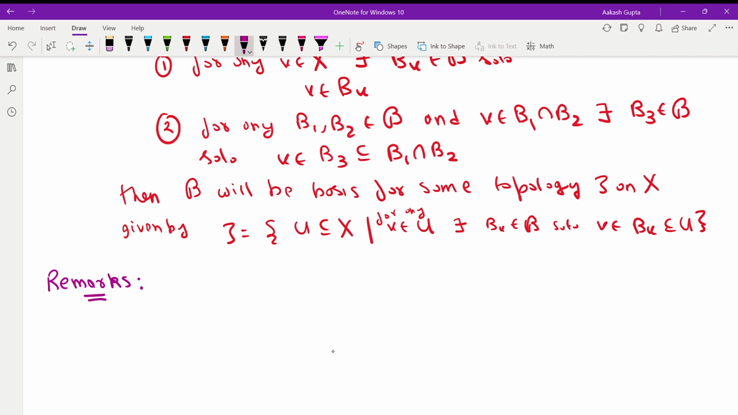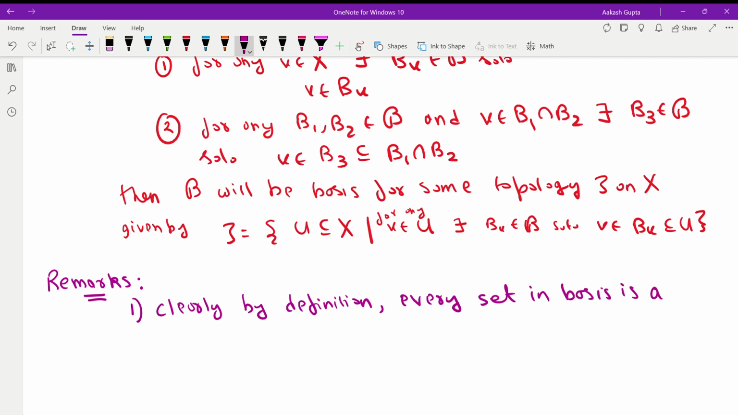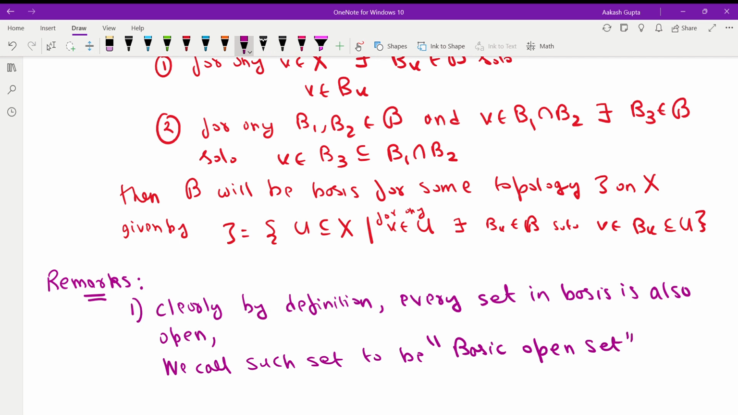So the first thing I want to tell you is, clearly, by definition, every set in a basis is also open. That is what we have seen, because it is in the definition. We call such sets basic open sets. Basically, a set which is open and lies in a basis is called a basic open set.